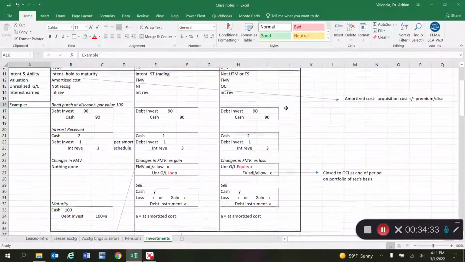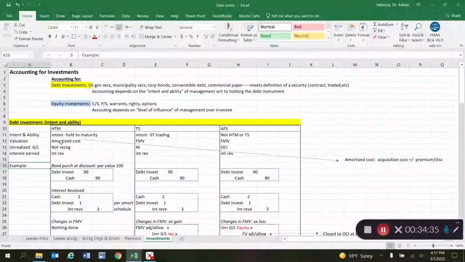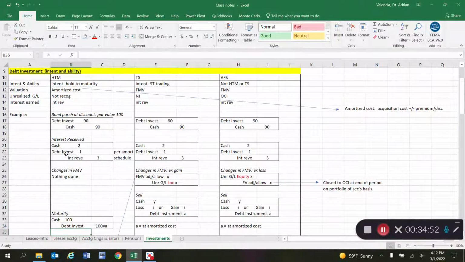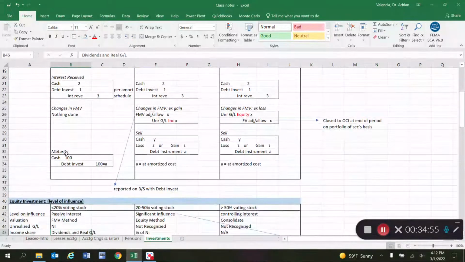Even cost itself can be deceiving, because here I'm saying amortized cost. That's not the same as historical cost, right? So it's a whole bunch of different valuation metrics that we see in a set of financial statements, and we have to be aware of how each line item is being valued. As accountants, we need to understand that.